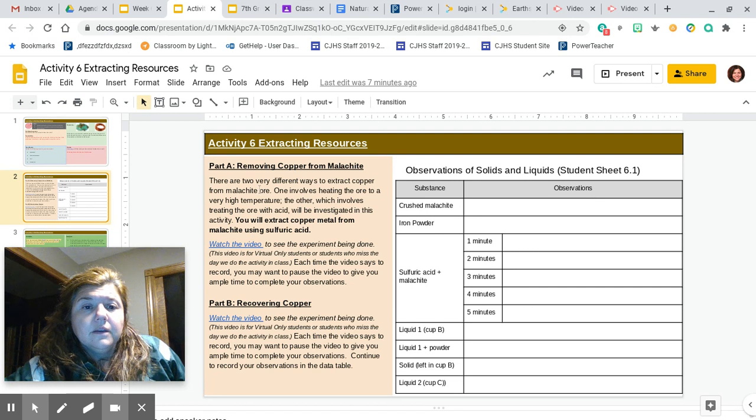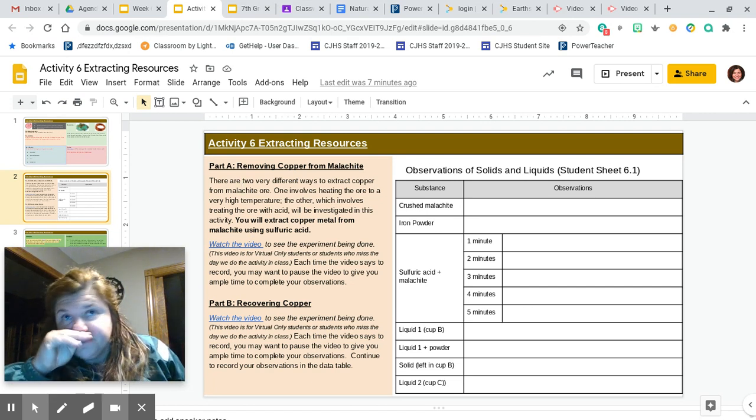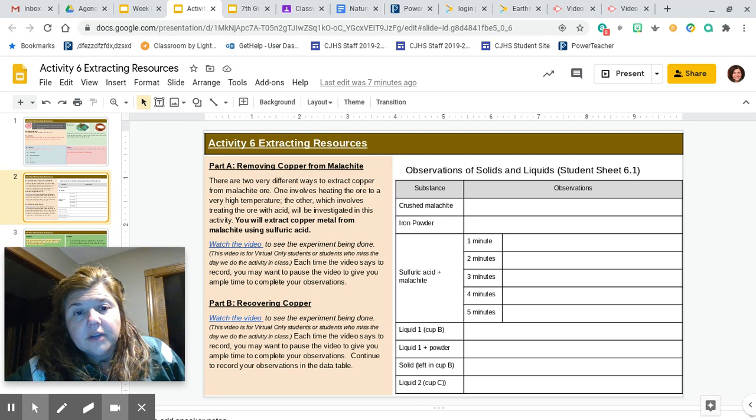Okay, so then on Wednesday, if you're a hybrid A student, or on Thursday, if you're a hybrid B student or virtual only student, we're going to actually be completing the lab. We're going to complete both Part A and Part B. As you go through and complete Part A, you need to make sure and record your observations here in the data table. Okay, so crushed malachite, iron powder, and the sulfuric acid plus malachite.